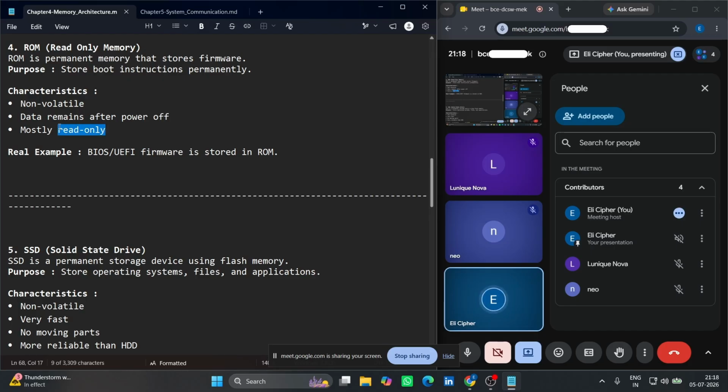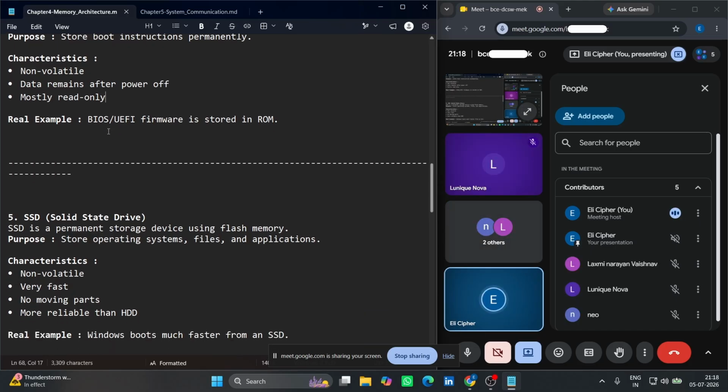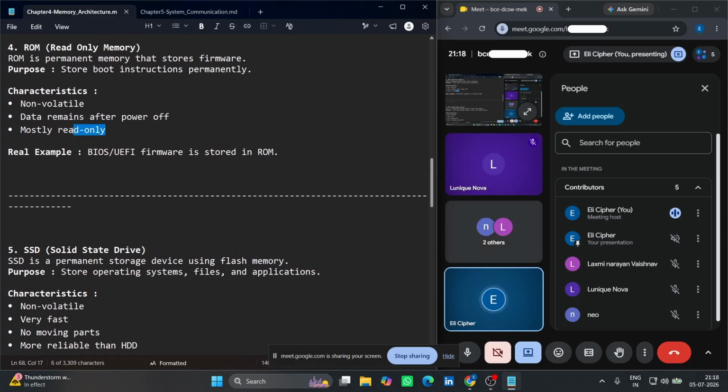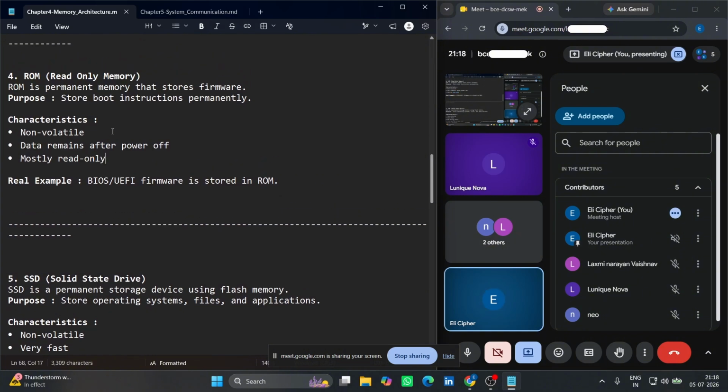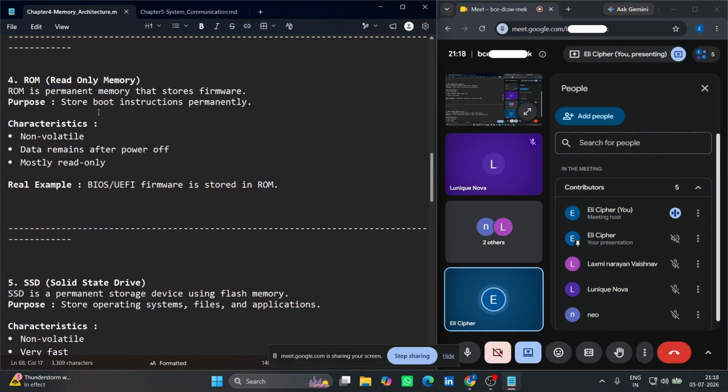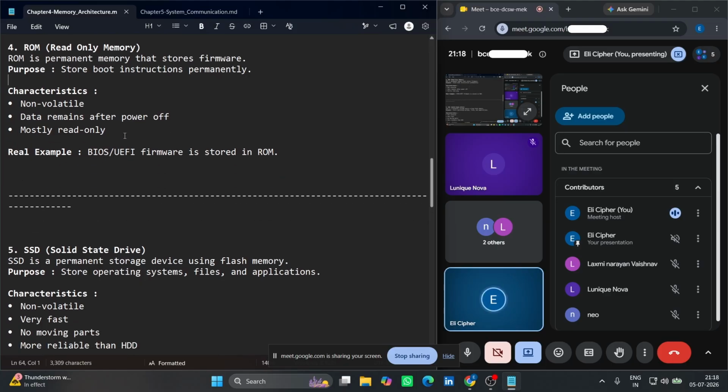Mostly read only, right? You are unable to write it on your own, meaning you can't make changes, right? Read only means you can't make changes in that. For example, if you change anything in these boot instructions, maybe your device will not work. That's why it is read only.